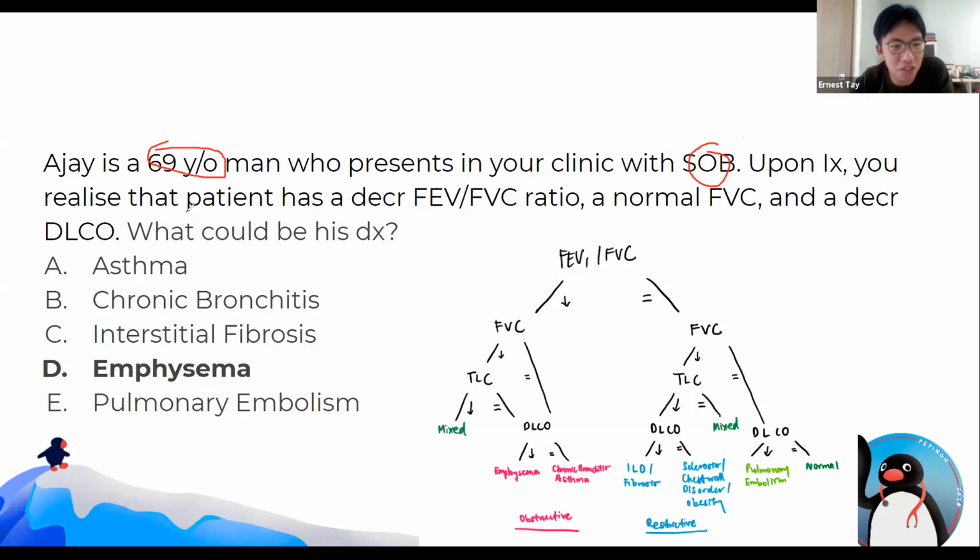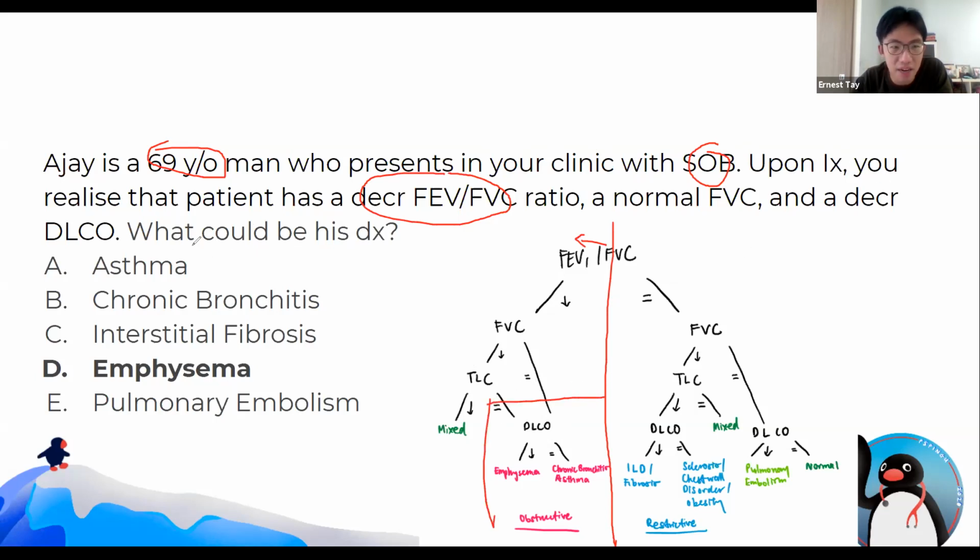Upon investigation, you realize that the patient has a decreased FEV1/FVC ratio. So I'm thinking, okay, obstructive. So it's this half of the equation, this half. And then a normal FVC. So, okay, definitely obstruction. It's not going to be a mixed picture. So it's probably here, this box.